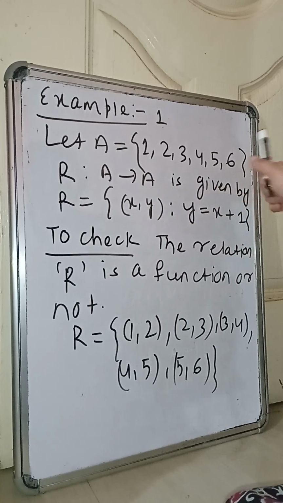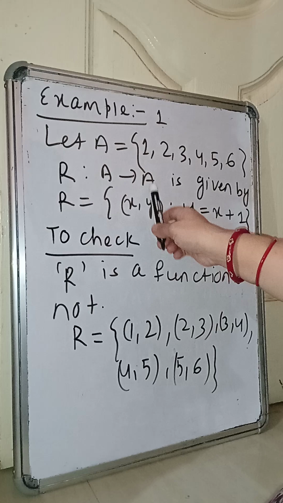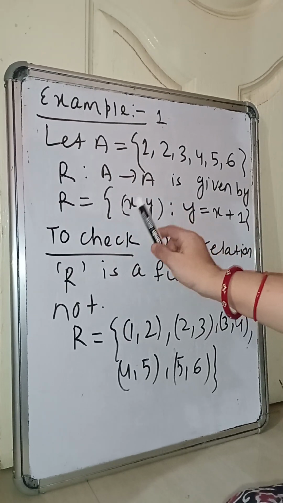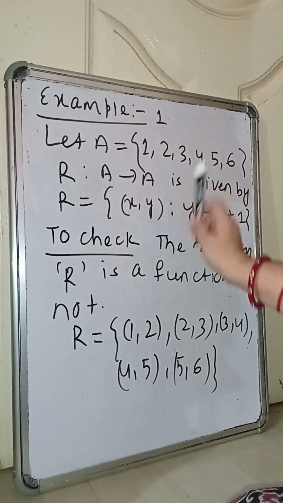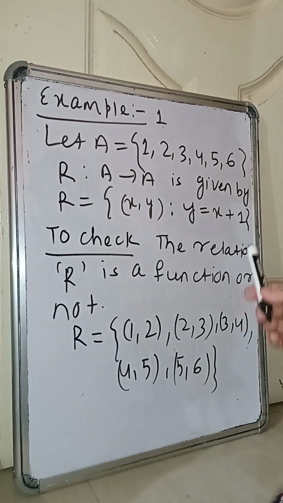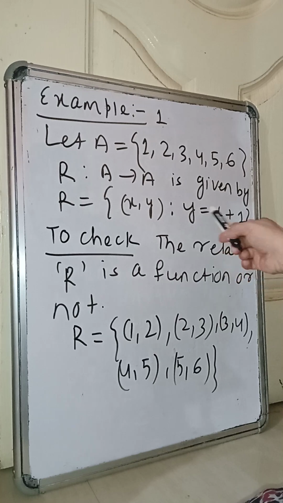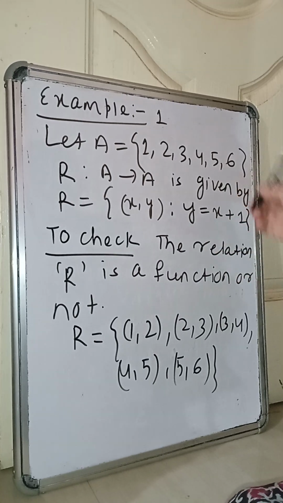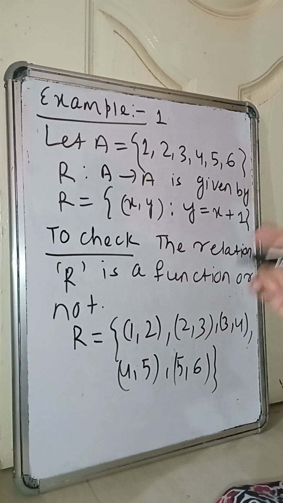Is 7 in set A? No. Because here the codomain is set A, which means all the elements of x are in set A, and all elements of y are also from set A. So if x equals 6, then y will be 7. So 7 is not from set A. So in this case you are getting this relation.